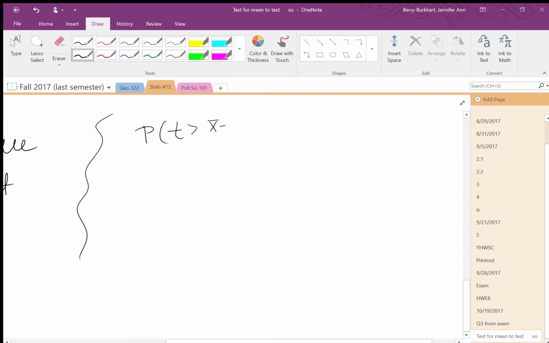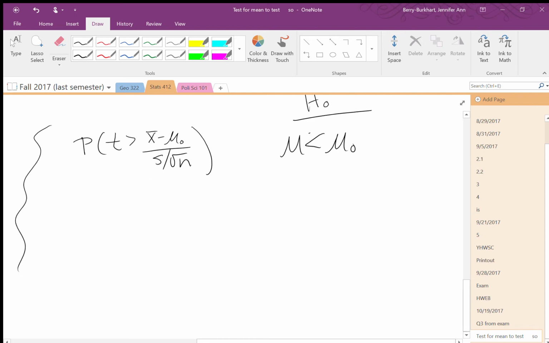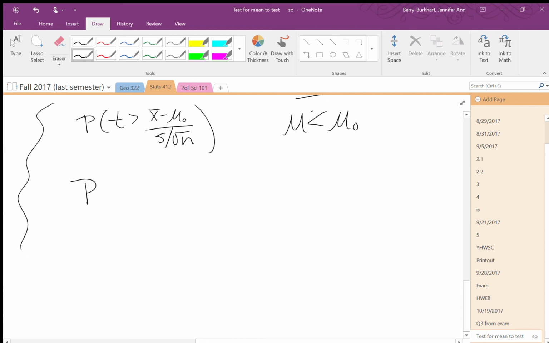For mu greater than mu naught, for H naught mu greater than mu naught, that's going to be the probability that t is less than (x bar minus mu naught) over (S over the square root of n).